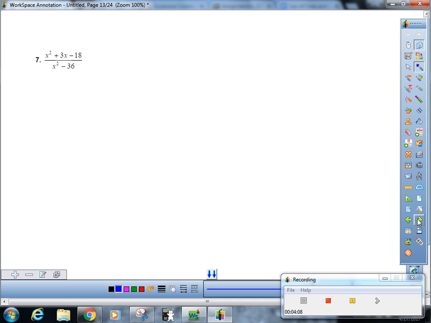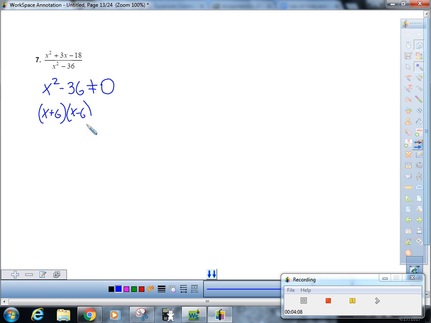Awesome. Here we go. I actually find these to be a little easier. So, start out with our restrictions. X squared minus 36 is not allowed to be 0 because it's your denominator. No zeros on the bottom. Okay? Can we factor that thing? Yes. What is it? Good. So now what are our restrictions on x?